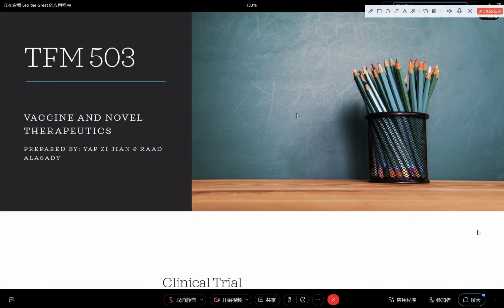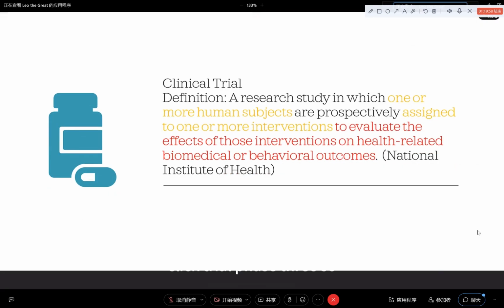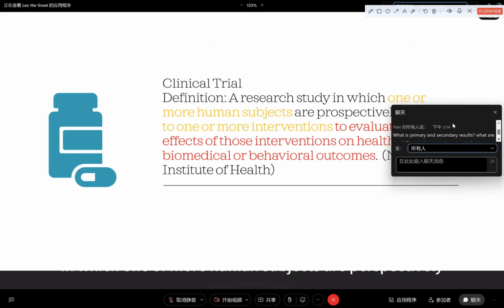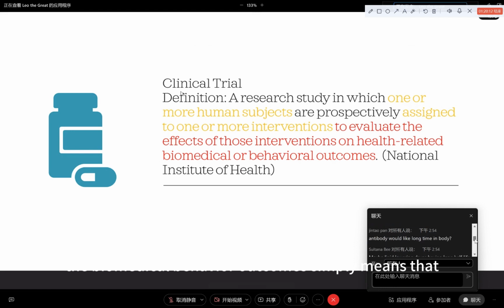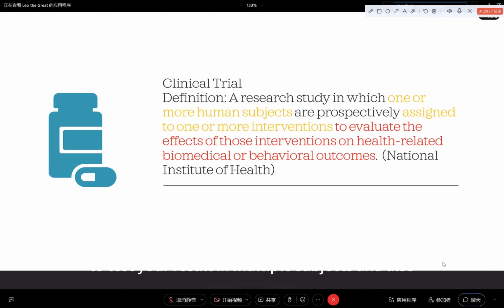Clinical trial phase 3. Clinical trials, by definition, are research studies in which one or more human subjects are prospectively assigned to one or more interventions to evaluate the effect of those interventions on health-related biomedical or behavioral outcomes. Simply put, it is a research study to test your result in multiple subjects, and you might also have multiple drugs. This is the general definition of clinical trials.